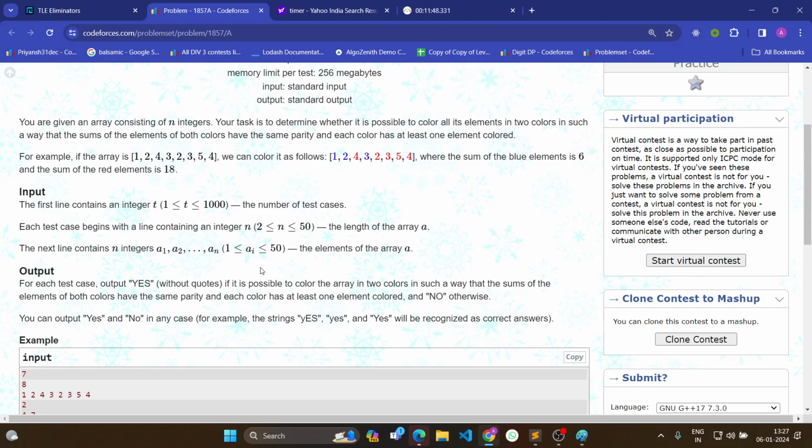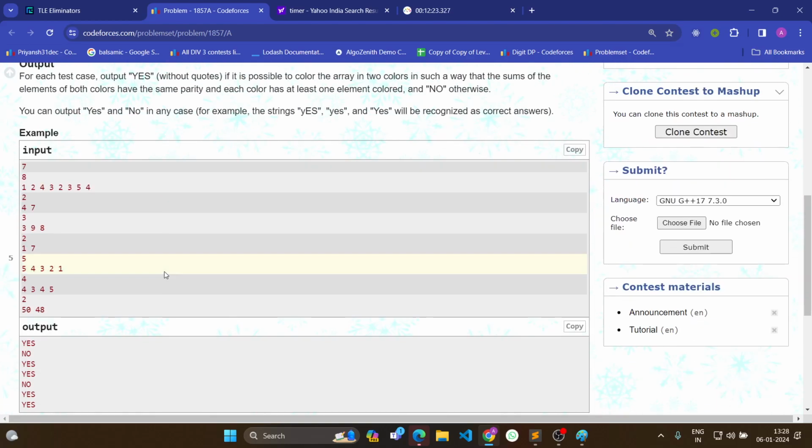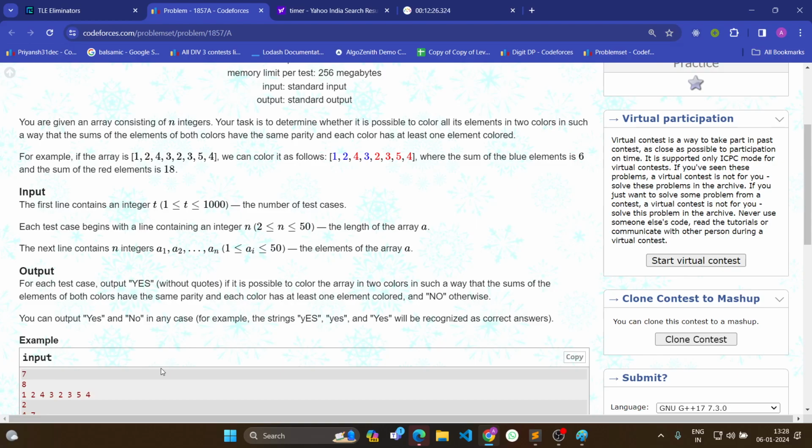What does this mean? I have to color all its elements in two colors in such a way that the sum of the blue elements is 6 and the sum of the red elements is 18, and they have the same parity. Okay, got it, got it. So basically, what this means is that let's say I've colored blue elements, then that should be odd. If it's even, then okay. So in what case can we do this?